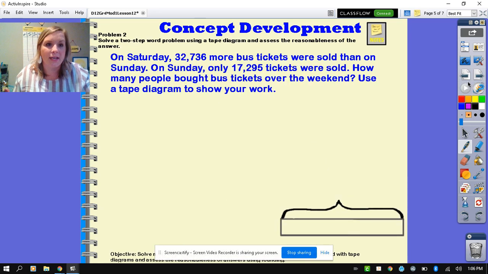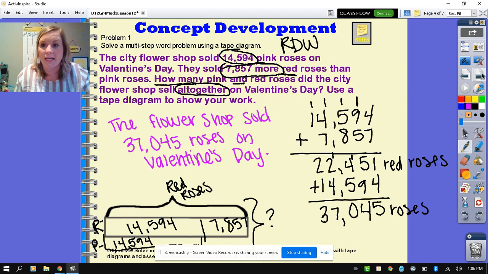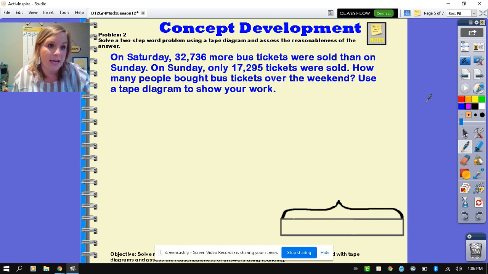On to the next one. So step 2, again, we're going to check this, or we're going to solve it. And this time we're going to check reasonableness by rounding. So on Saturday, 32,736 more bus tickets were sold than on Sunday. On Sunday, only 17,295 tickets were sold. How many people bought bus tickets over the weekend? Use a tape diagram to show your work. Okay, so again, I'm actually going to add on down here again.